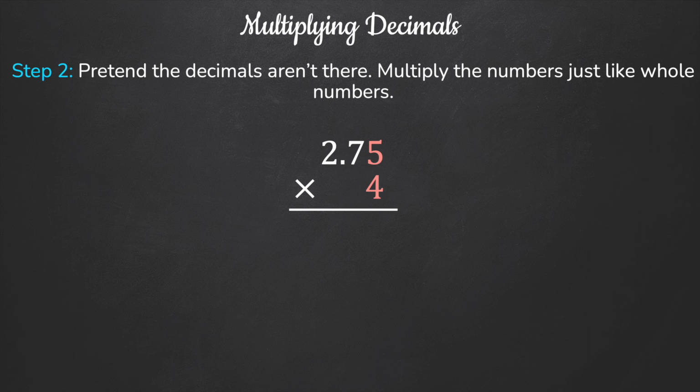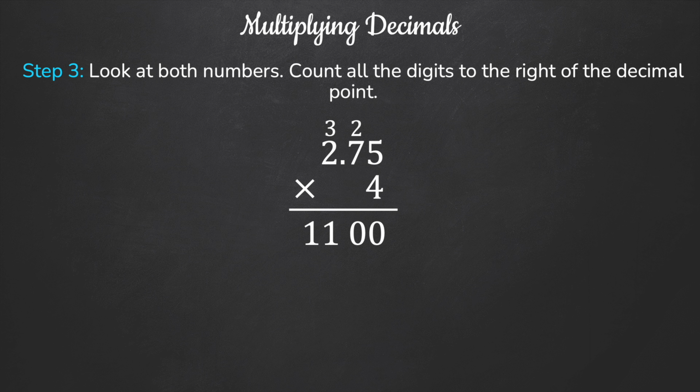So 4 times 5 is equal to 20. Bring down the 0 and bring up the 2. 4 times 7 is equal to 28, plus 2 is equal to 30. So bring down the 0 and bring up the 3. And then 4 times 2 is equal to 8. 8 plus 3 is equal to 11. And that's it for multiplying.